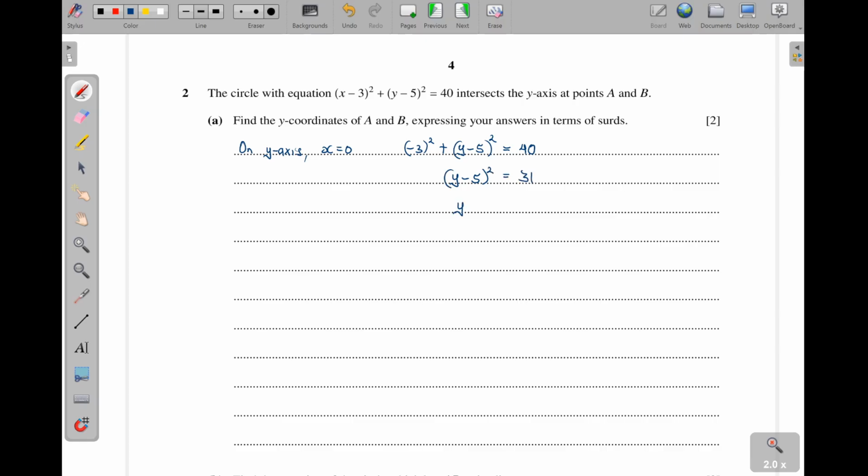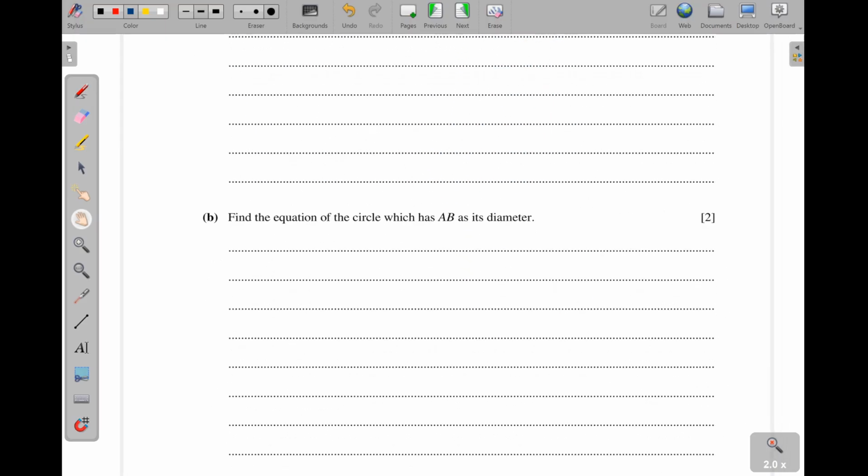Then we take the square root on both sides. That means y minus 5 will be equal to plus or minus root of 31. So you need to put plus or minus whenever you take the square root. So the y-coordinates here are going to be, when you take this 5 to this side, 5 plus or minus the root of 31. That is that. Then part B: find the equation of the circle which has AB as its diameter.